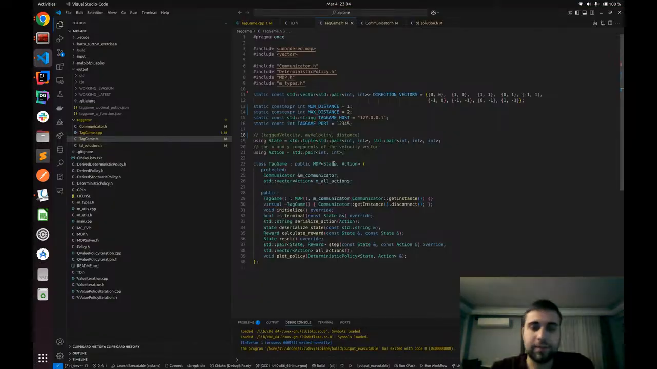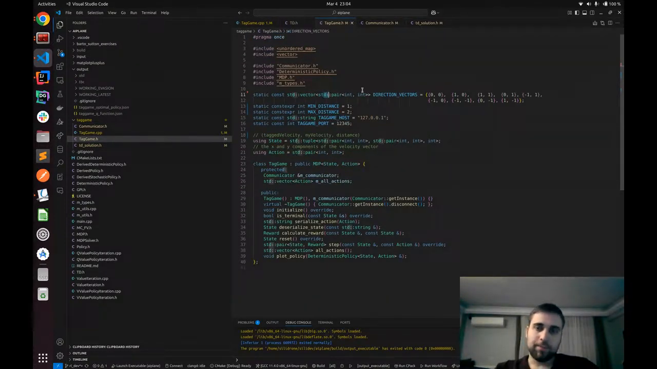Because I'm not using function approximation, it's a tabular TD. This is the tagged player velocity, my velocity, and the distance between us. And then the action is the resulting vector, which can be any one of these. So it's 8 directions or stop.